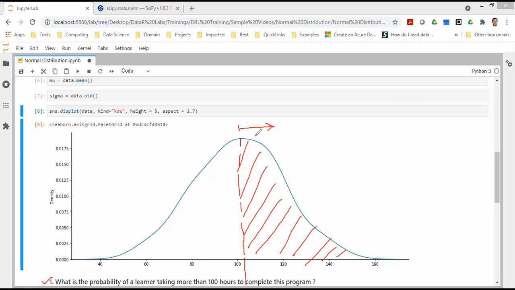Let's figure out how to do this using Python. Of course, I know that the answer to this question would be very close to 0.5. And what is the reason?